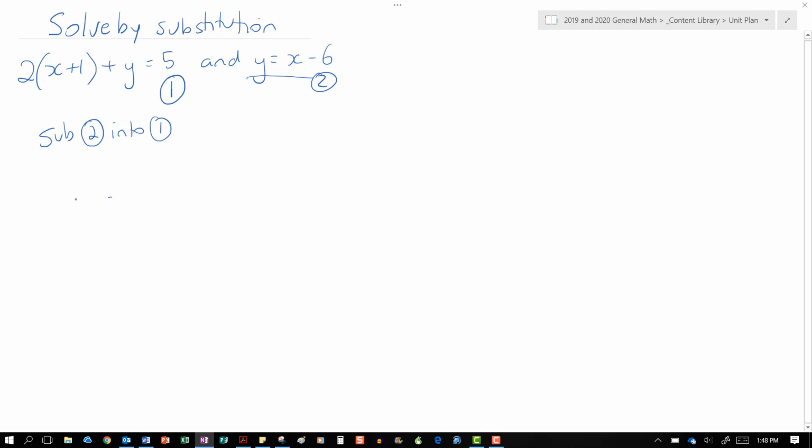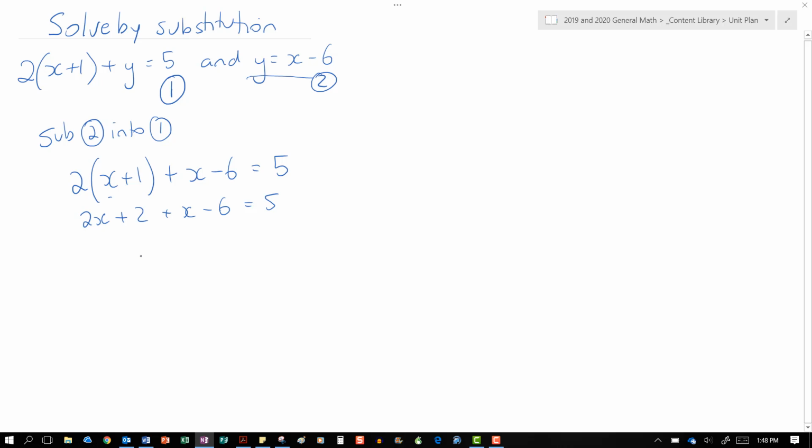So we write equation 1 down, so 2 bracket x plus 1, plus, now we would write y, however we understand that y is equal to x minus 6, so we're going to put equation 2 into 1 in place of y. So we're going to have x minus 6 there, and that whole thing equals 5. Now we need to simplify this down and solve for x. So the first thing we need to do is get rid of these brackets. So we multiply the 2 in, so 2x and 2, and x minus 6 is 5.